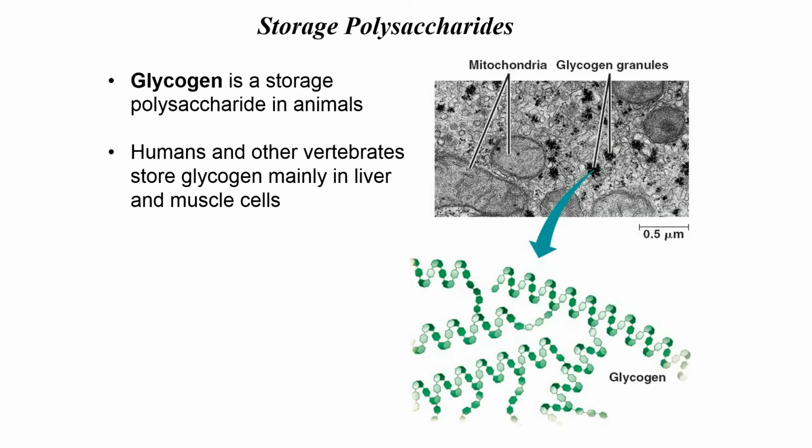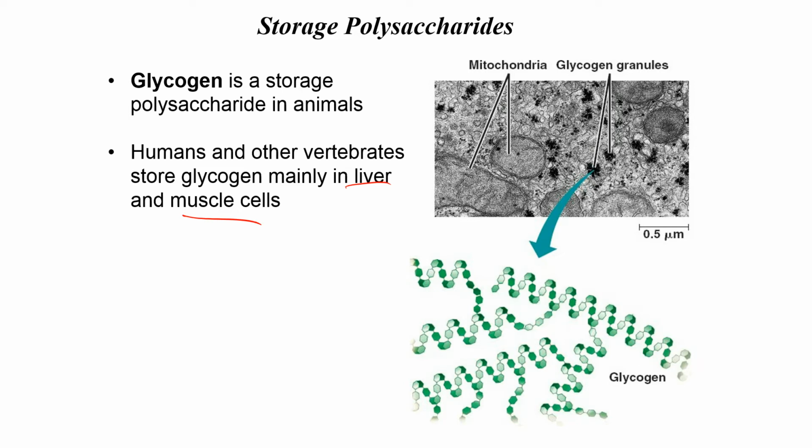Glycogen is the storage polysaccharide found in animal cells. It's very similar to starch, but in animal cells, you have glycogen. So glycogen is an energy reserve. You find it in the liver and in the muscle cells.